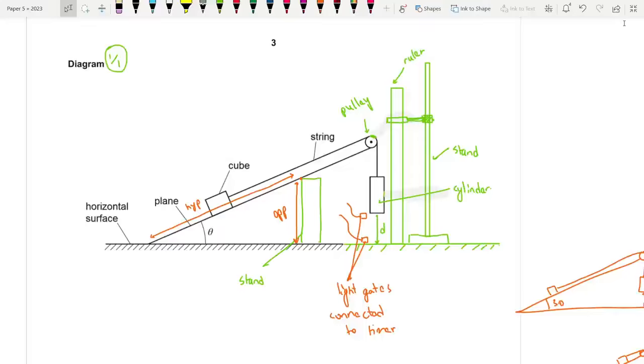And I've labeled opposite and hypotenuse as well, that help us to find out theta. We are going to measure those lengths using a ruler as well. Okay, so this is everything, and you mainly need to label the cube, the cylinder, the angle theta, the plane, the horizontal surface, and the stand. Then you get the mark for the diagram.